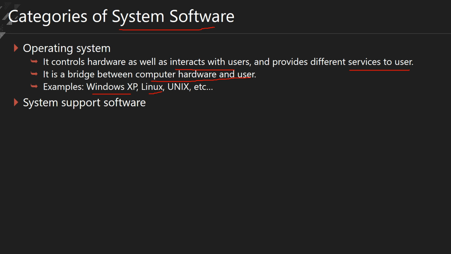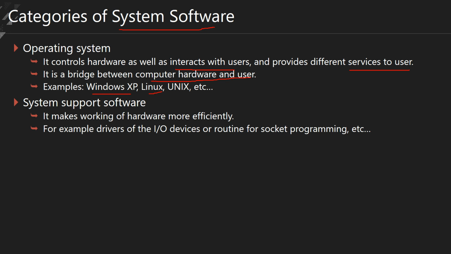system support software, which makes the working of hardware more efficient. The best examples are IO devices and routines for socket programming, which all come under the network programming concept. IO devices are controlled by some of the system support software.